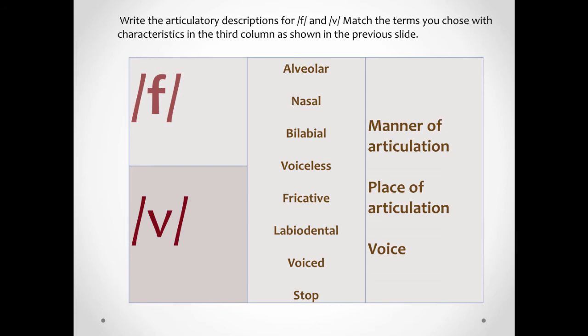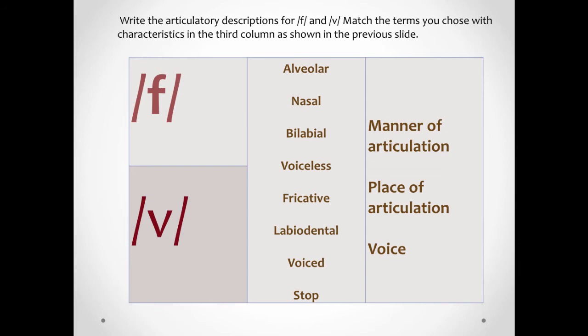The first thing you have to do is to find out the place of articulation. Where is it? F and v. As you could see, the place of articulation for both consonants is the same. It is the upper teeth with the lower lip. So it's not bilabial because it doesn't have the two lips, but it's labiodental. So f is labiodental.